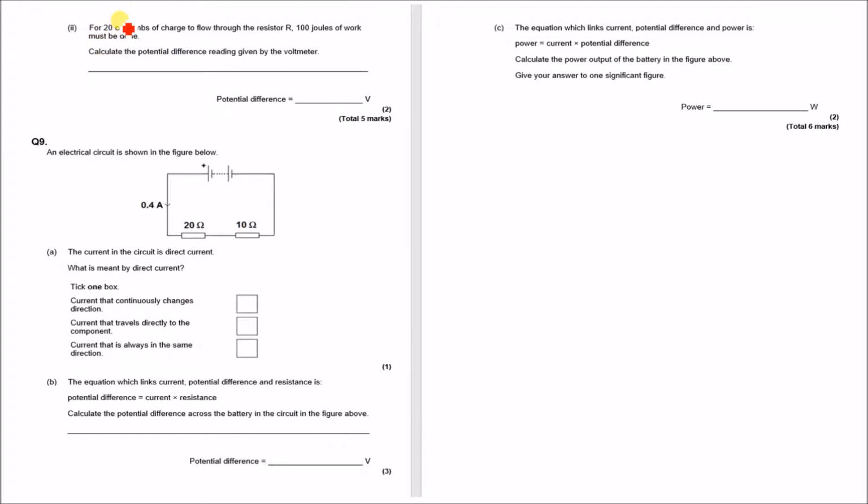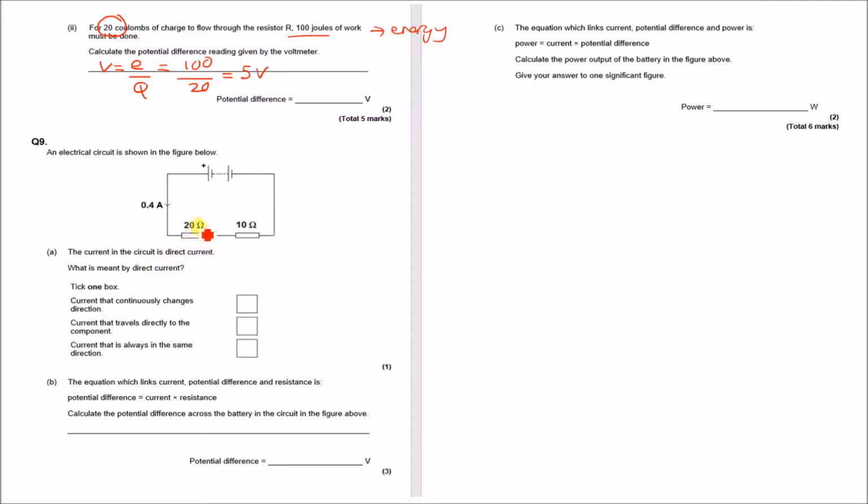So in this question it says for 20 coulombs of charge to flow through the resistor, 100 joules of work must be done. Now remember, work is energy transferred, so that is 100 joules of energy being transferred. So it's asking us to calculate the potential difference reading given by the voltmeter. And we know that voltage is equal to the energy transferred per unit of charge. So therefore 100 divided by 20 will give us 5 volts.